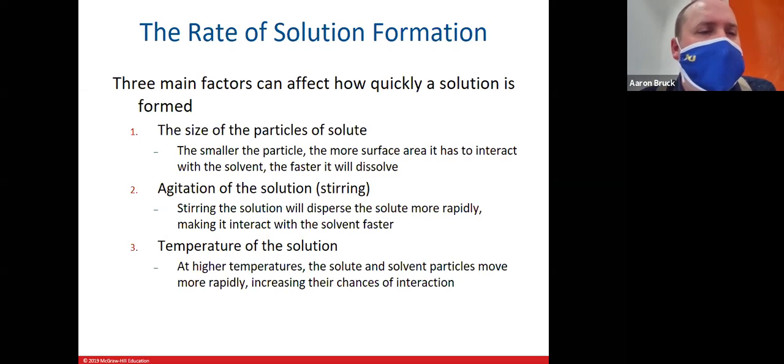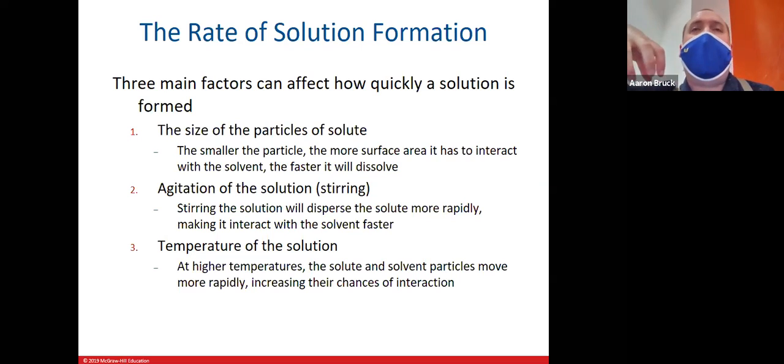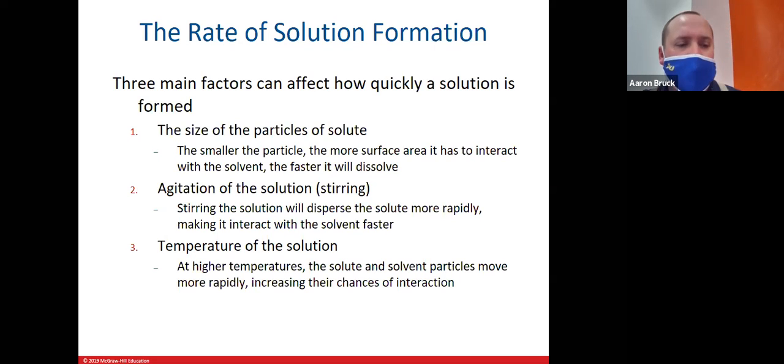Another way that we can make solutions happen faster, we can stir them. Stirring them also introduces a concept of surface area because it's allowing the movement of those solvent particles around to attract and to come into contact with new surfaces on the solute to allow that dissolving to happen more quickly. I get higher degrees of interaction, which means I'm going to get higher rates of solution.